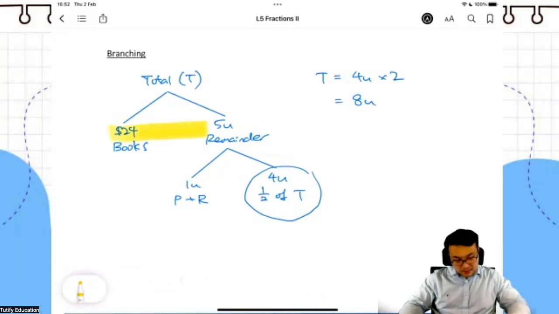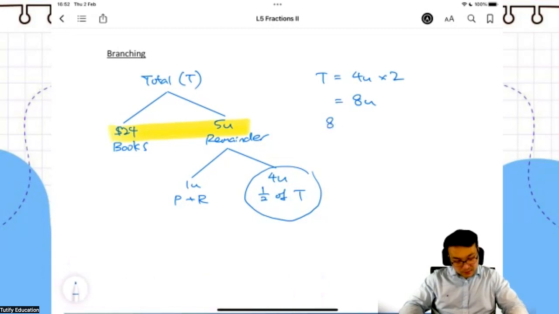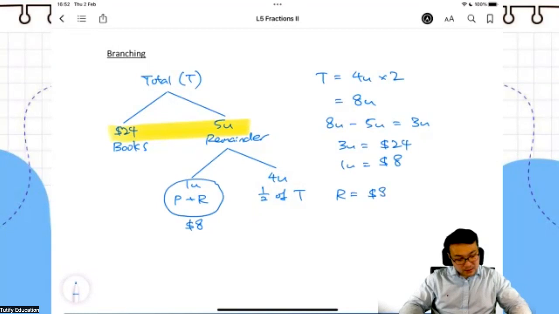You look at this part over here. This is the total. Total should be 8 units. So this $24 is actually supposed to be 3 units. Don't you agree? So 3 units is $24. 1 unit is $8. And so now we know that this is $8. Okay? So how much is a ruler? $8 divided by 4. You get $2. Same answer. It's just a different method.